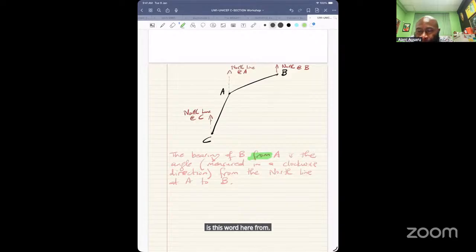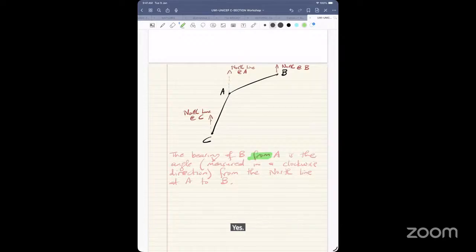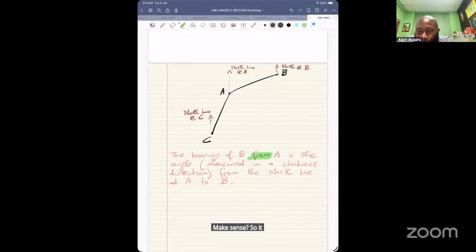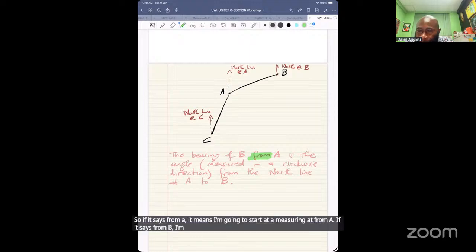Notice I said B from A. I didn't say A from B. Make sense? Yes, sir. Wherever it is from, that's where you're going to start. So if it says from A, it means I'm going to start at A, measuring from A. If it says from B, I'm going to start measuring from B.